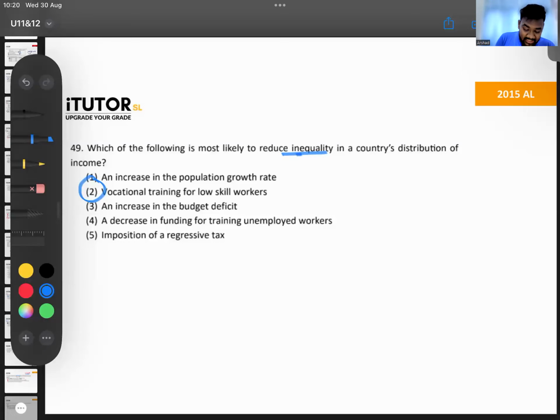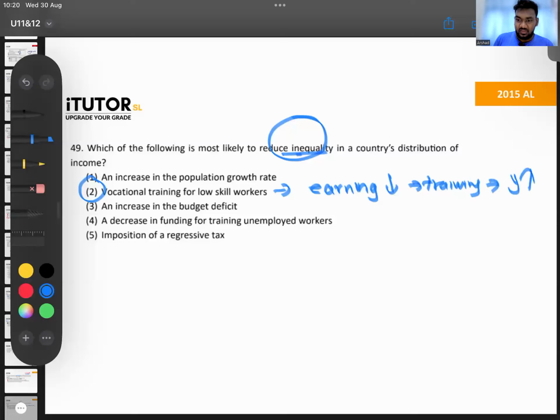So which of these will reduce inequality? Maybe number 2, vocational training for the low skilled workers. So your argument is low skilled workers are earning low income, right? Because they are earning low income, if you give them training, what can happen? Their income can increase. When their income increases, they are small people, guys. As a result, the gap between the rich and the poor can fall. Income inequality can be reduced. Is that okay? 49, 2. 48 and 49 are being tested from the same area.